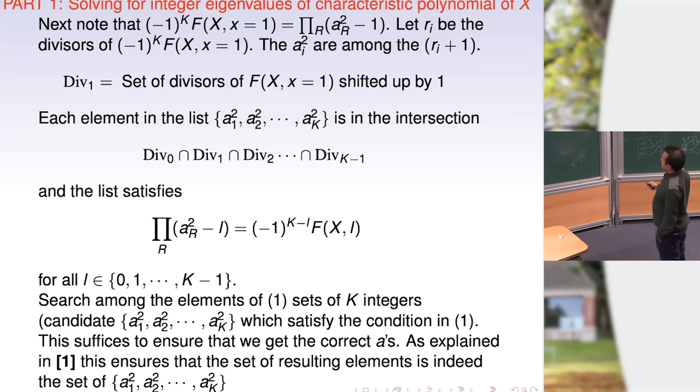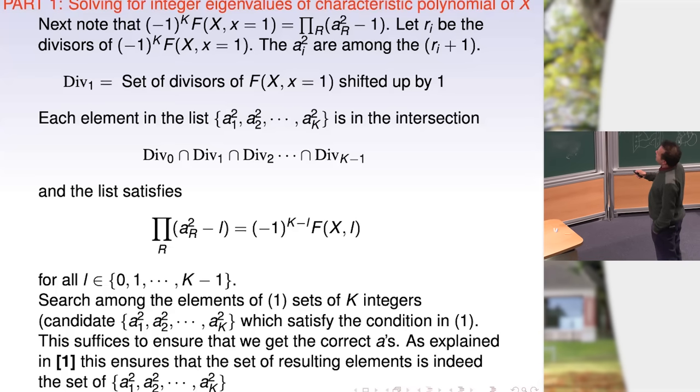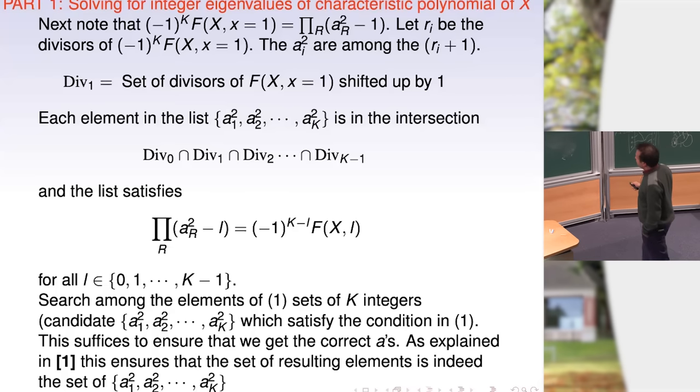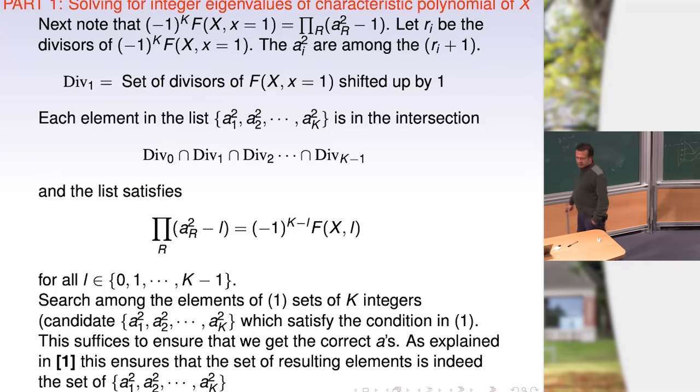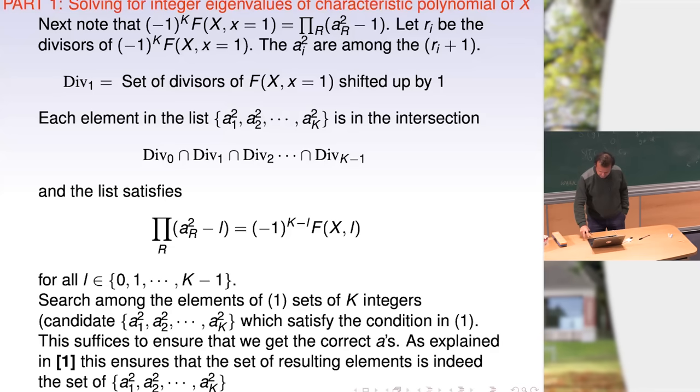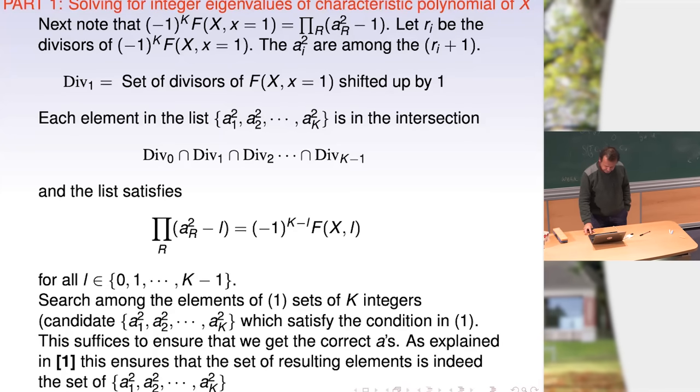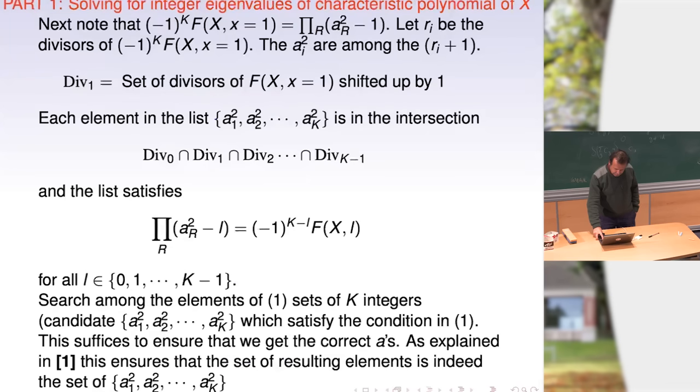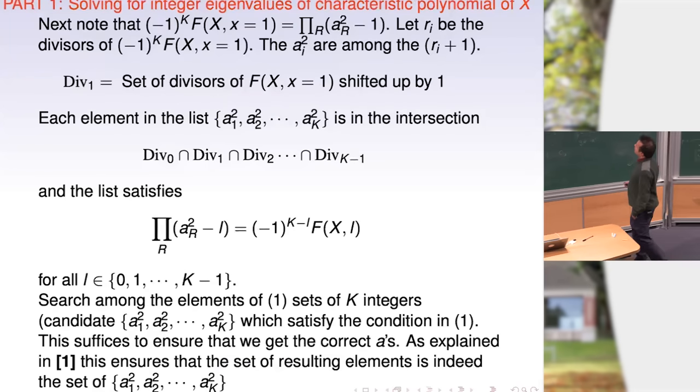Basically, we show in the paper that once you search among these divisors and you make sure that those divisors satisfy these correct product relations, then that actually determines these a's. So that's a slightly technical thing. We do that in the first paper. So I hope that's pretty plausible. If any questions, I'm happy to answer.